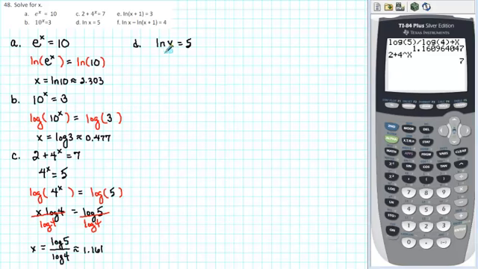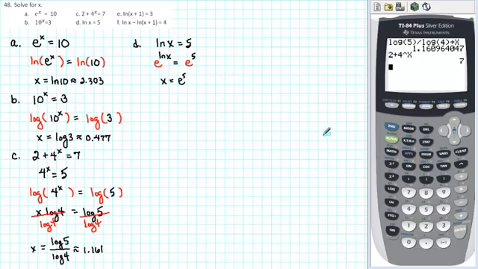For part D, we have the natural logarithm of x is equal to 5. The natural logarithm is base e, so to undo taking the natural logarithm, we need to exponentiate both sides base e. On the left-hand side, the exponentiation base e undoes taking the logarithm base e, and that just leaves us with the argument of the logarithm, which is x, and on the right-hand side we'll be left with e to the 5th power. So the solution to our equation is e to the 5th power.